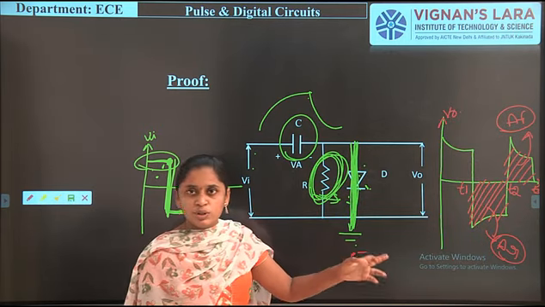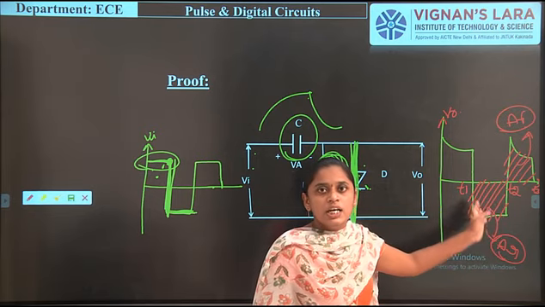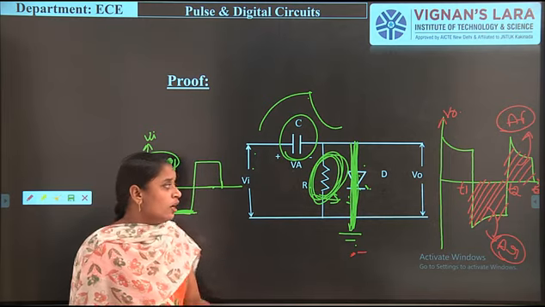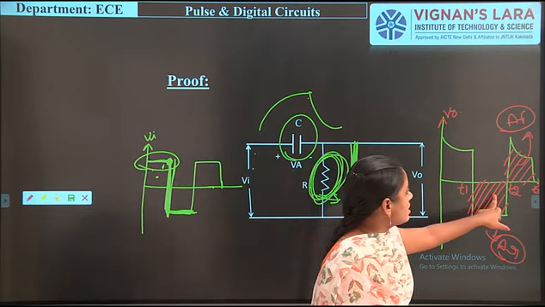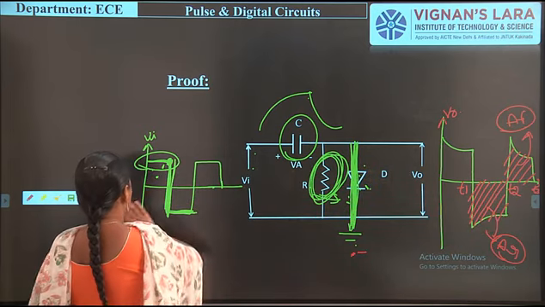From this we have to prove that the ratio between the forward area and the reverse area is equal to RF by RR. So what is the proof for that? We have to observe. As we know, the condition is T1 less than T less than T2. Up to this condition we have to observe.